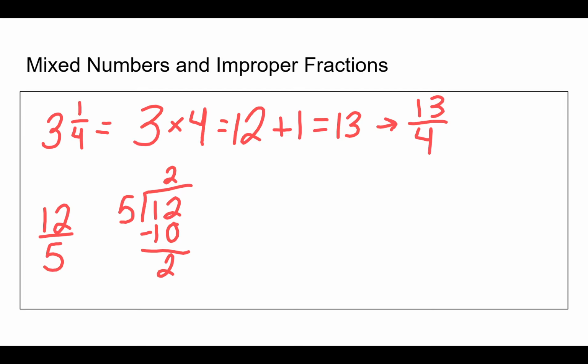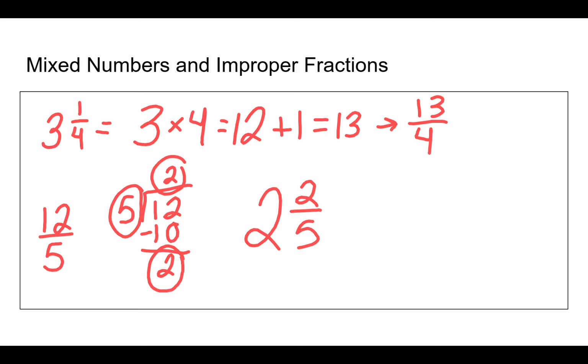So that means I have 2 wholes, 2 5s going into 12. So 2 wholes is my big number here. Now, whatever number I get in my subtraction will be my numerator in my fraction. And then that's going to be over 5. So I have 2 and 2/5 as my mixed number. And this is equivalent to 12/5.